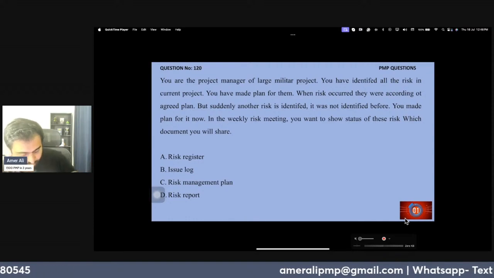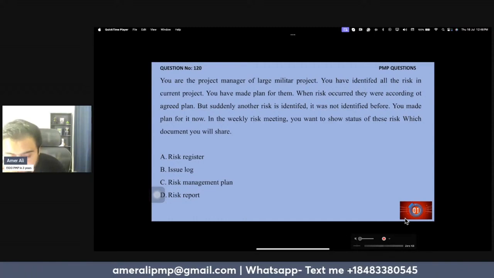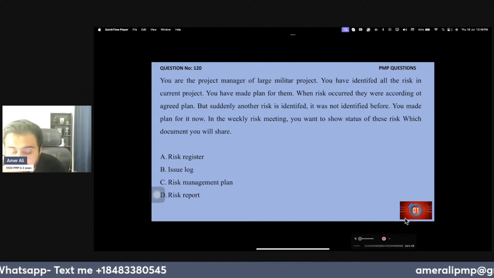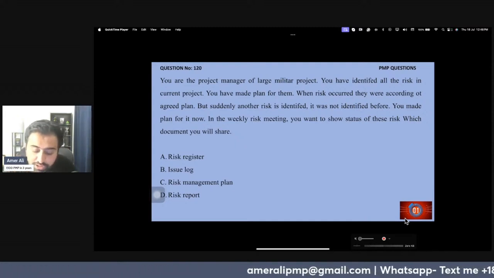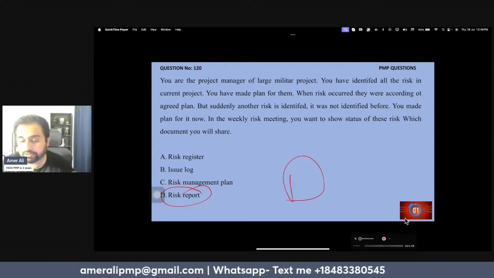Okay, so you are the project manager. You have identified risk in the project. You made a plan for when the risk occurred, but suddenly another risk was identified. In the weekly report, you want to show the status of the risk. Which one will you use? We have already discussed this. This will go for the risk report. D is the answer.